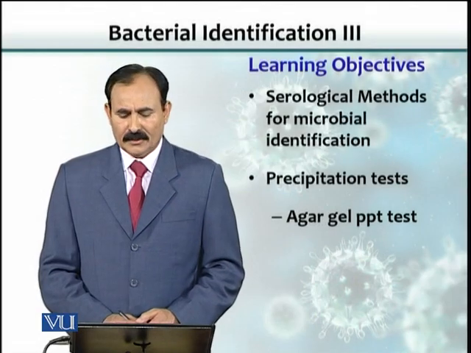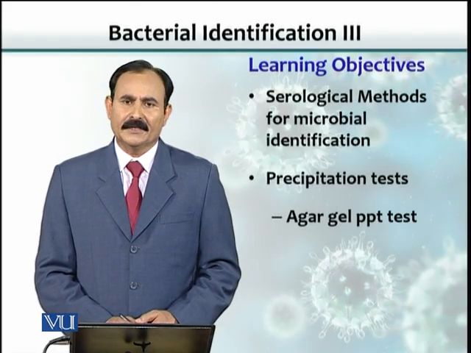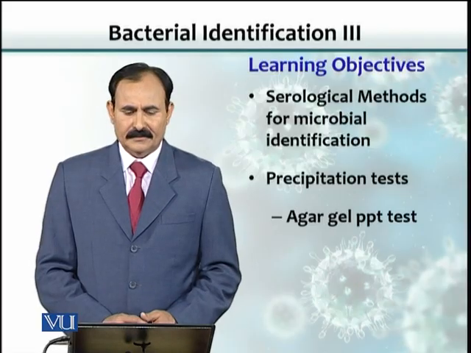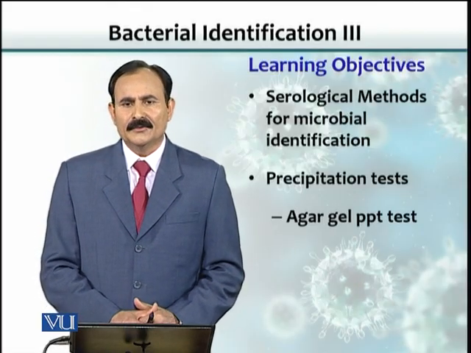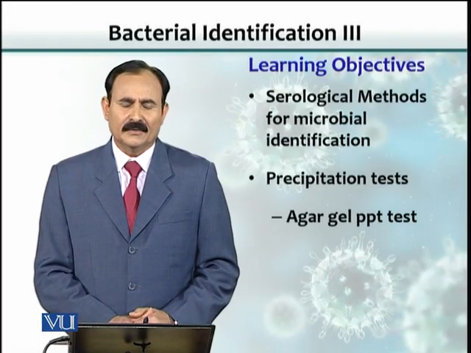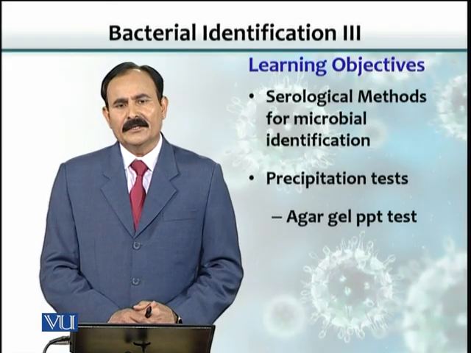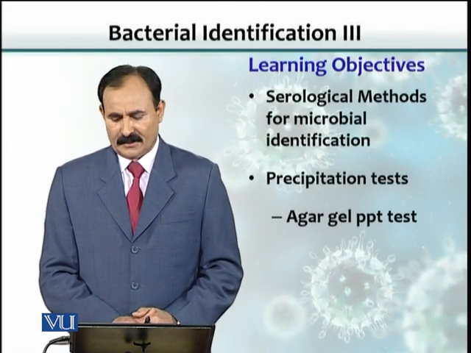Learning objectives include serological methods for bacterial or microbial identification. As in the previous lecture, we saw that serum or antibodies could be used for agglutination, which is a serological method or serological interaction. Similarly, there is another serological interaction, what we call the precipitation test.